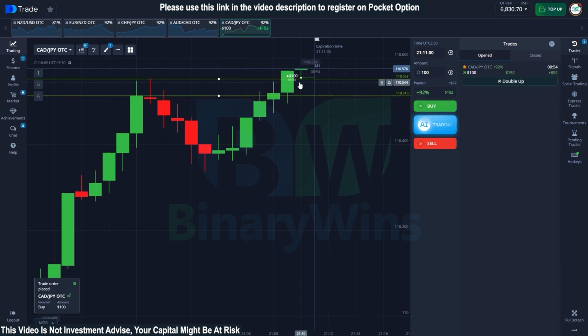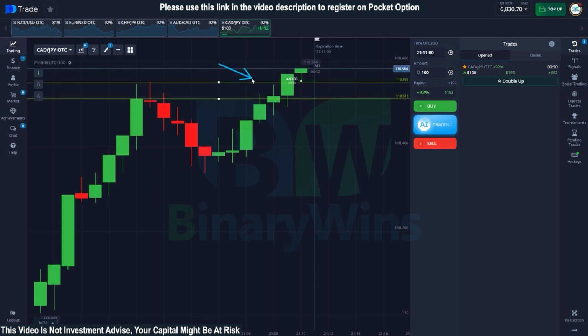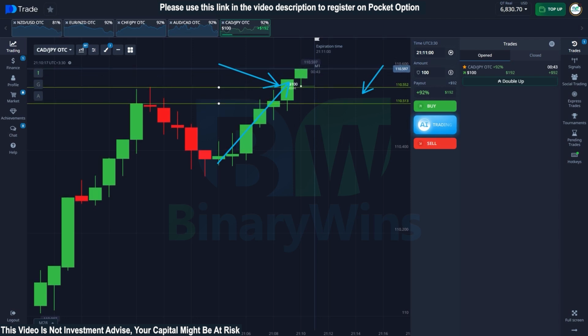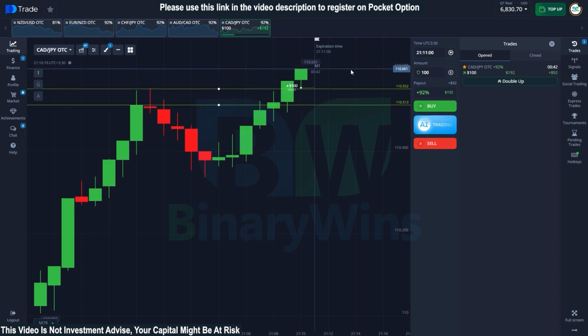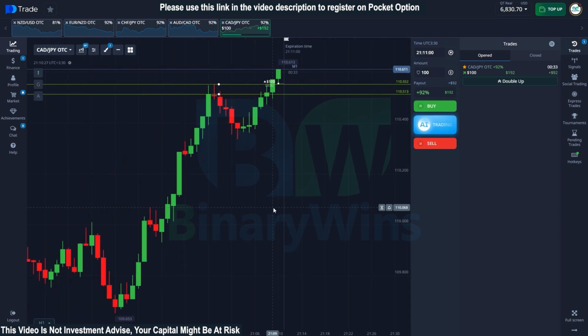I entered the higher trade with a margin of safety. Our green power candle and the bullish momentum trend have crossed our effective level. First, I waited for the green candle to receive a rejection from our level, and then I entered the trade.